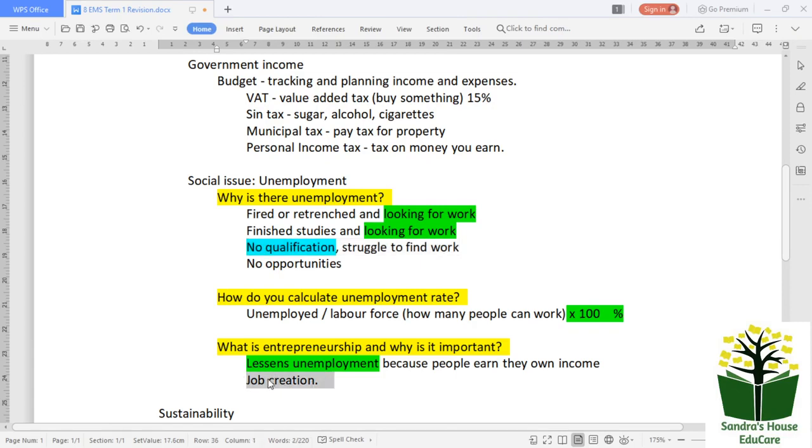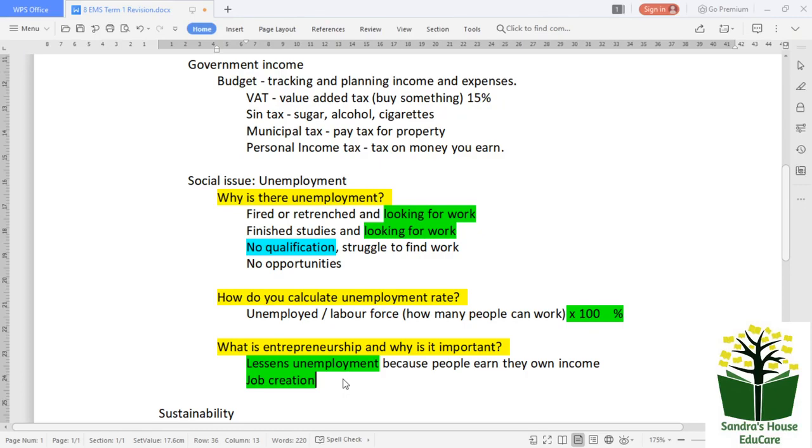Then, if you are an entrepreneur, you are also creating jobs for other people. So let's say we have a guy who created a garden service, then he has to hire people to work for him, which creates more jobs for the community.